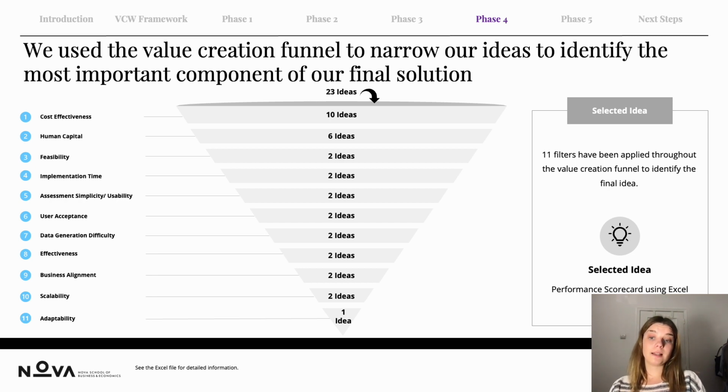The two ideas that then made it to the last filter of adaptability were the performance scorecard using Excel and the KPI software. But due to the changing environment and the needs of Nova SBE Procurement Department, adaptability was actually an important filter, which at last eliminated the idea of a KPI software. The performance scorecard using Excel allows for much cheaper and faster adaptation of parameters and variables that are evaluated and can also be easily updated given the need.